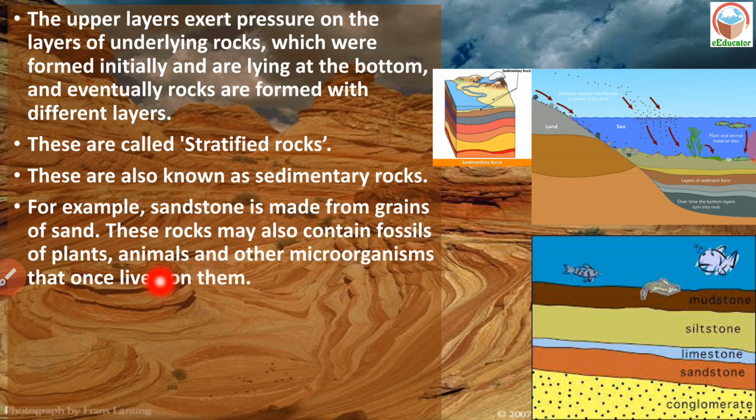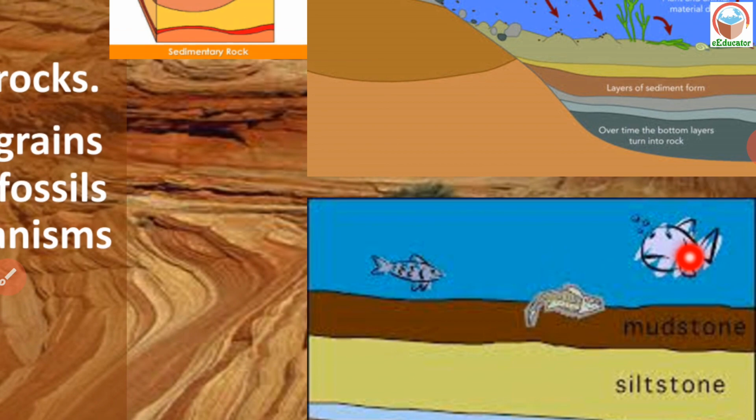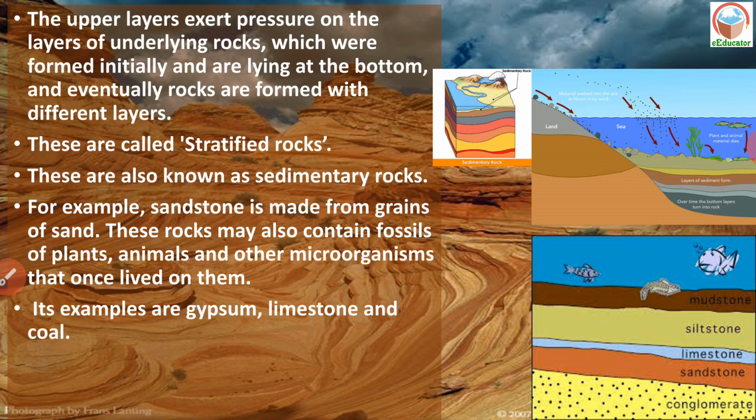So fossils of plants and animals and other microorganisms that once lived on earth, maybe when it settled down, you may find that fish or those fossils may be available there. So plants, their fossils are found, microorganisms, whatever living creatures were there, are found in the sedimentary rock. So these fossils cannot be available in igneous rock, ke andar ye fossils aapko nahi dikhai denge. So examples are gypsum, limestone and coal, which are examples of layered stratified rock, sedimentary rock.